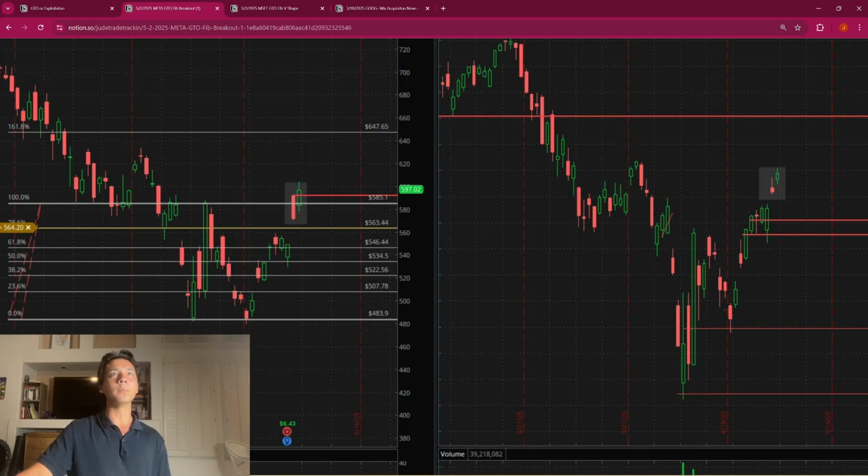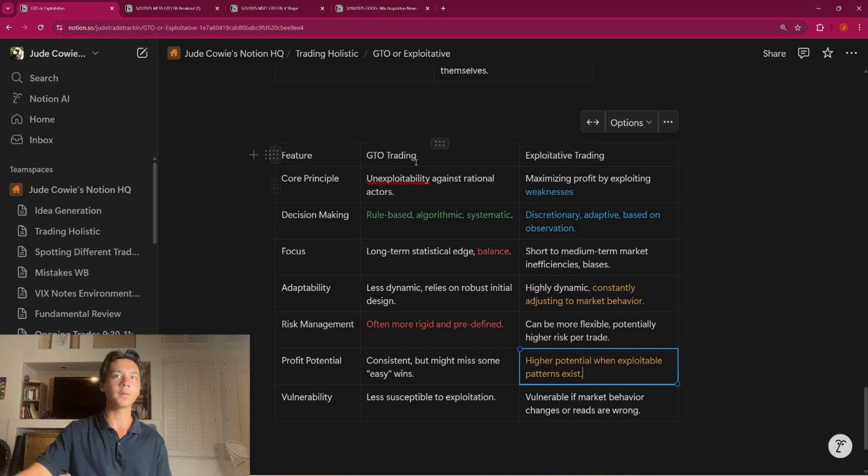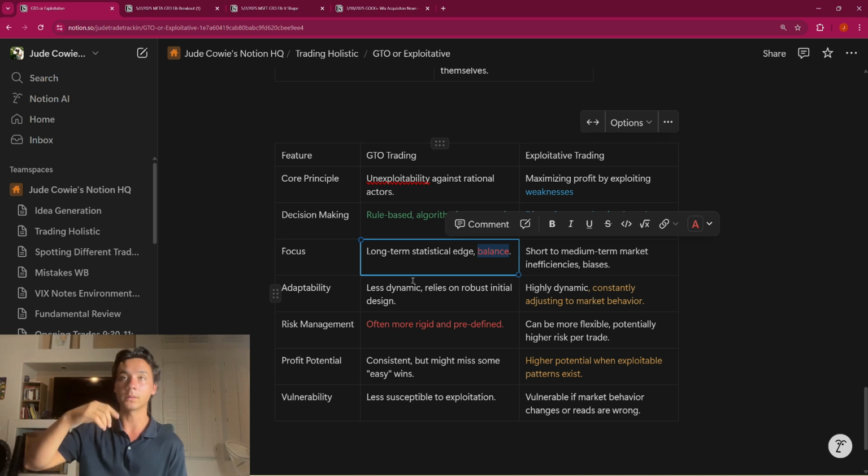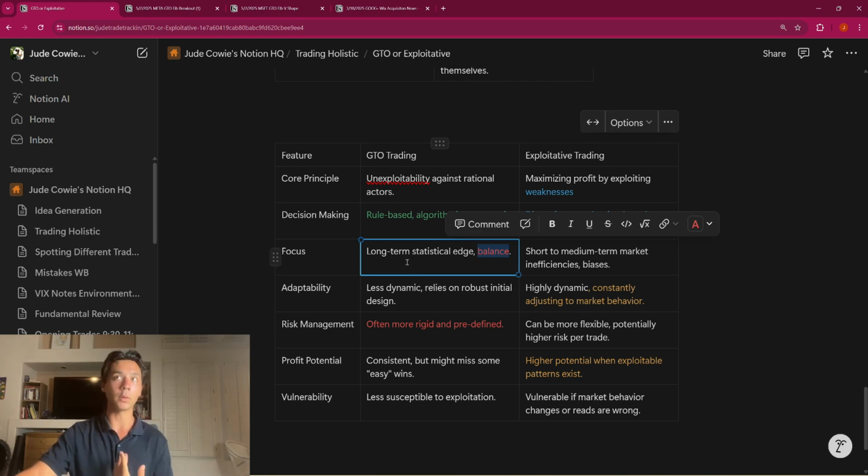Okay, well, why is that important? When we look back to our GTO trading philosophy, when we're thinking about GTO, we're thinking about being unexploitable. We're looking to be balanced. There it is. We're looking to be balanced. And it's much easier to be balanced when the market's just zigzagging, not going anywhere. But it's much more opportunistic to think in that GTO frame when we notice there's an imbalance going on.